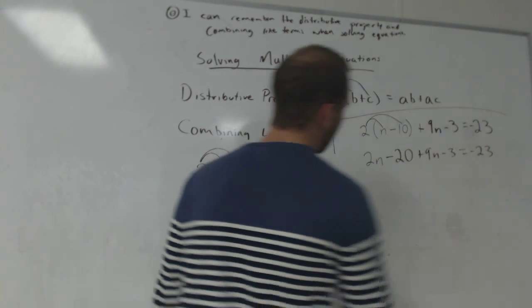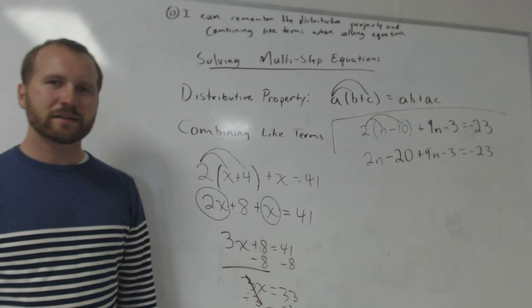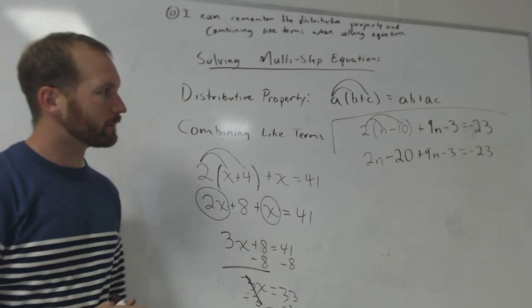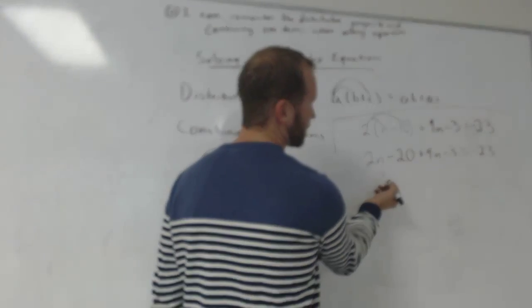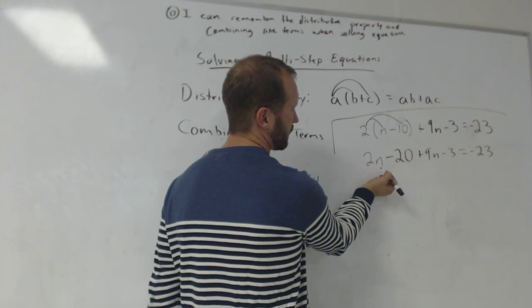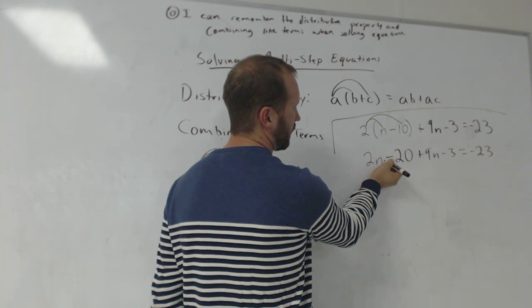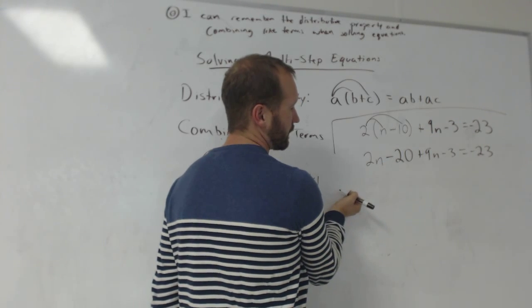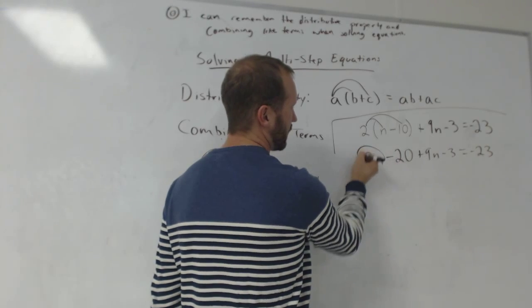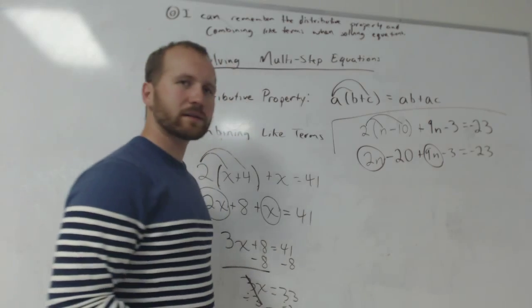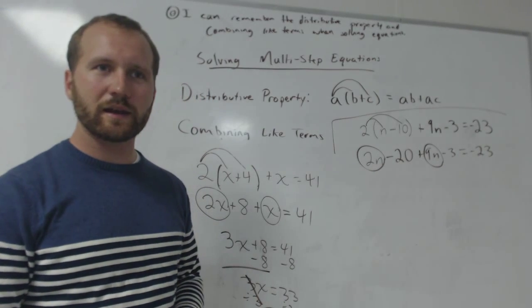Okay? Now what? Still looks a little complicated. What can I do? You can circle like terms. Which ones? The 2n and the 9n. 2n and 9n. Nice. What else could I combine? Does anyone see any other like terms here?